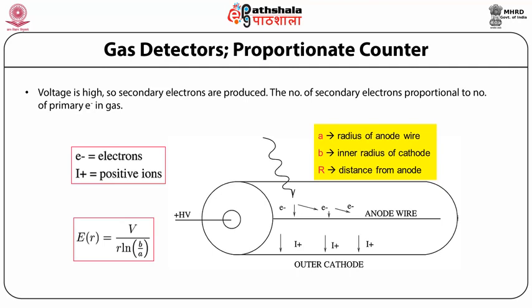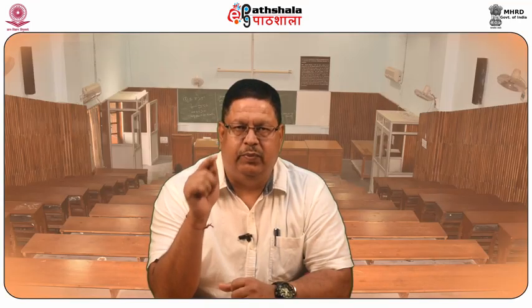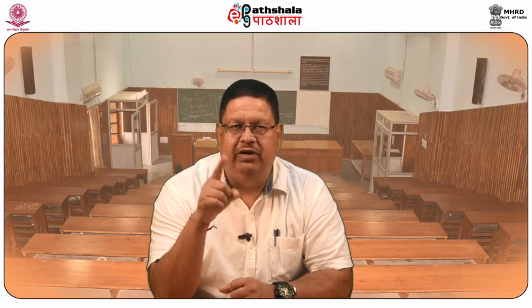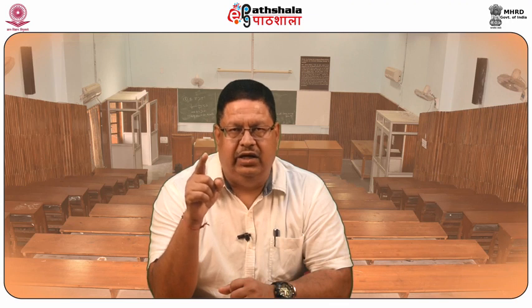The electric field which exists between anode and cathode within the detector is given by E(r) equals V upon r log(b/a), where a is the radius of the anode wire, b is the inner radius of the cathode, and r is the distance from the anode. Gas detectors, proportional counter. In this slide we are going to study the properties of another kind of gas detector, which is called a proportional counter.